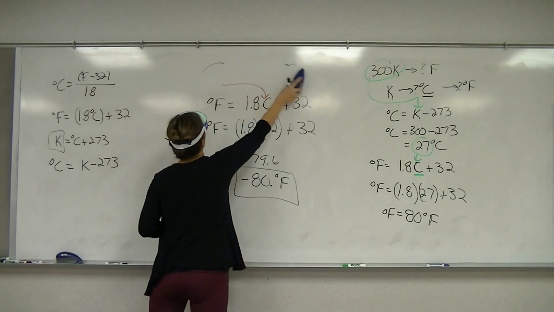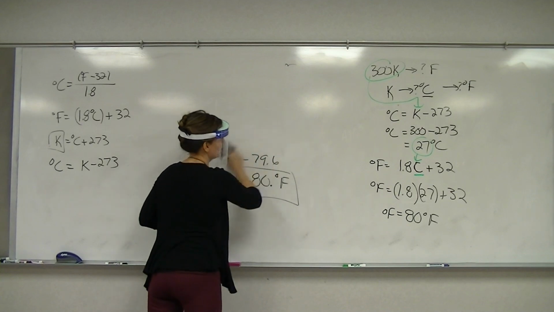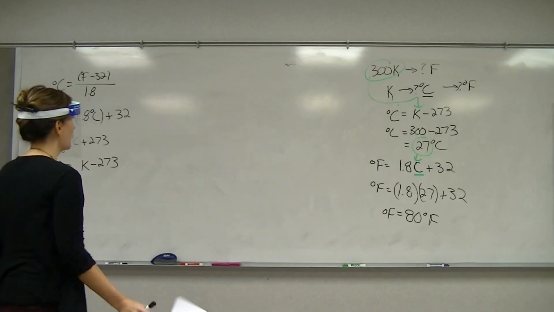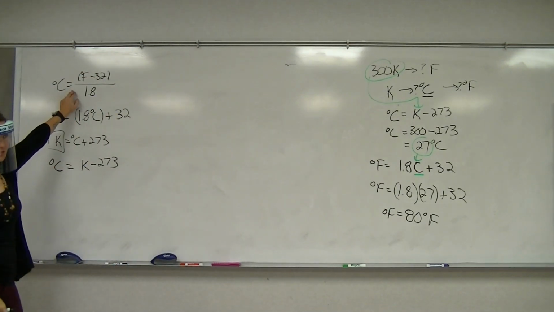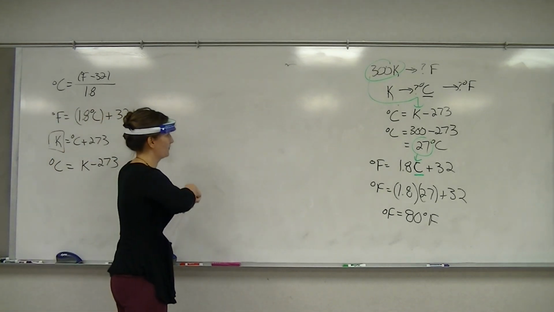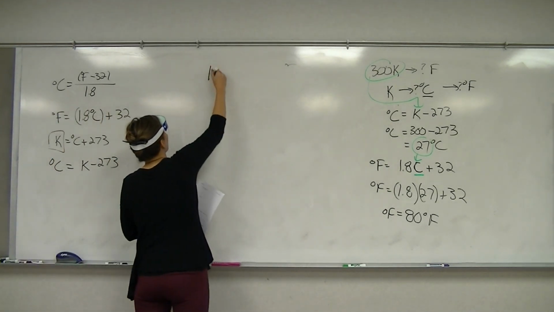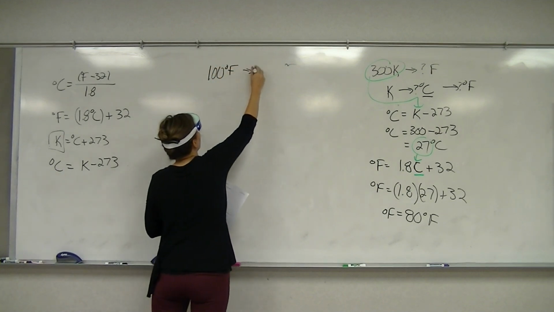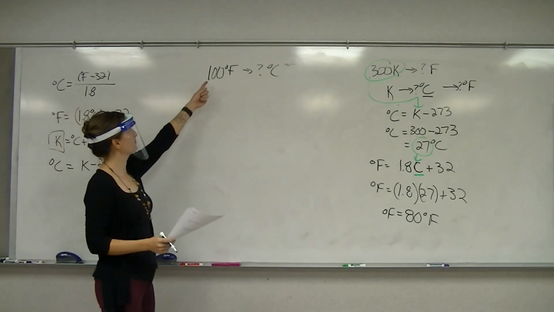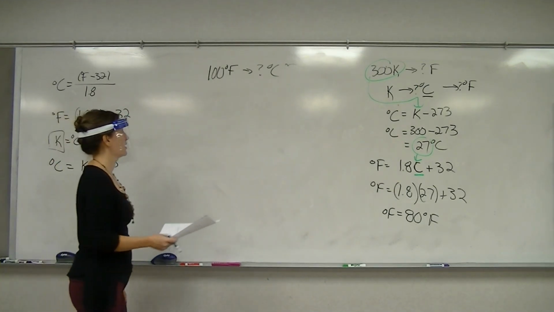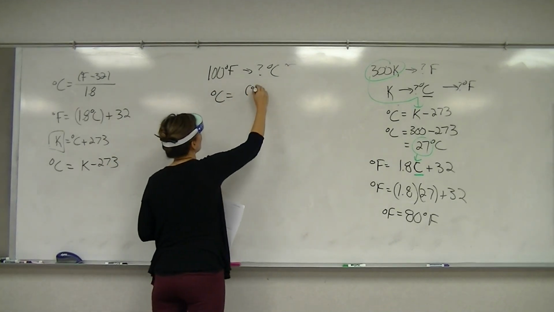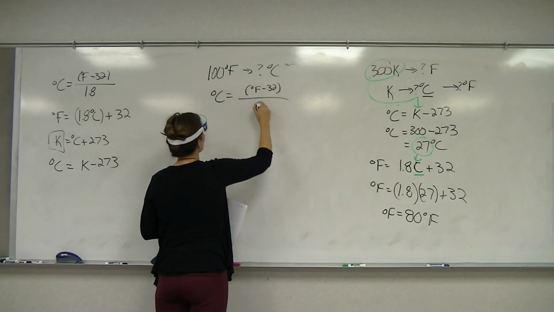But let's try the last one. There is still one equation we haven't used, and this is the top one here, the equation where Celsius is equal to. You're probably guessing by now that's what we're going to use for this one, and you would be right. In this one, they're giving us Fahrenheit, and they're asking for Celsius. Since they're asking for Celsius, we're using the one where Celsius is equal to. It's rearranged for us.